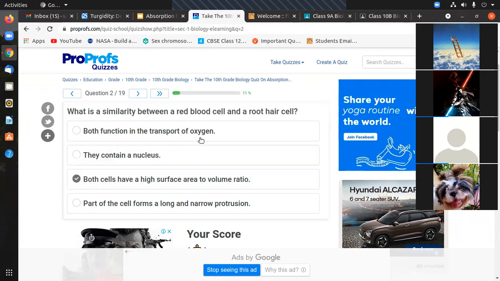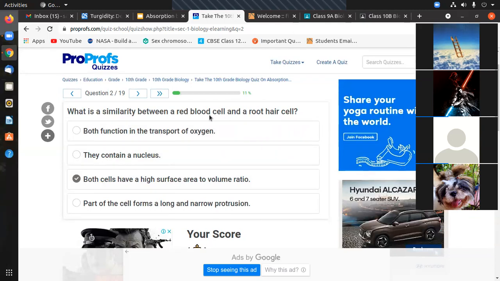Okay, so let me quickly explain then. Yes, that is the right option. What is the similarity between red blood cells and root hair cells? Obviously, both function in transport of oxygen, not true. RBCs function for transport of oxygen. Root hair cell does not transport oxygen. It only transports water and minerals, and whatever amines and so on, but they are still called minerals altogether. So that is not true. First option gone.